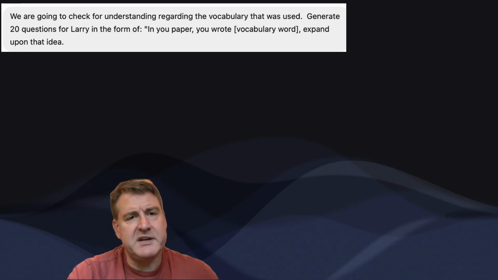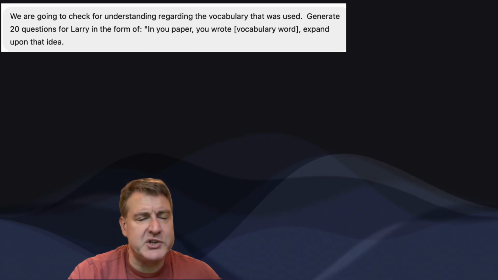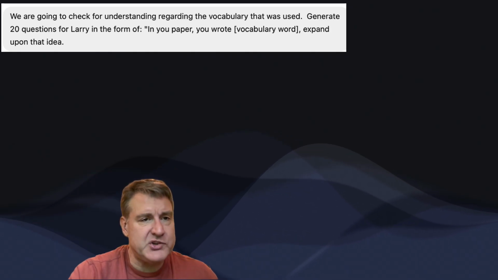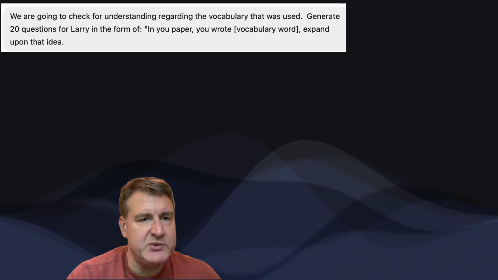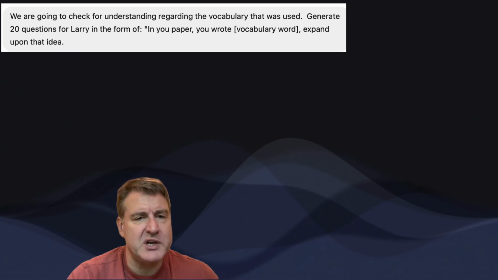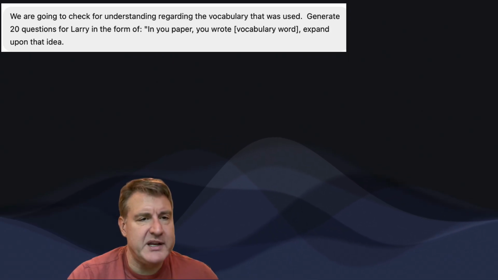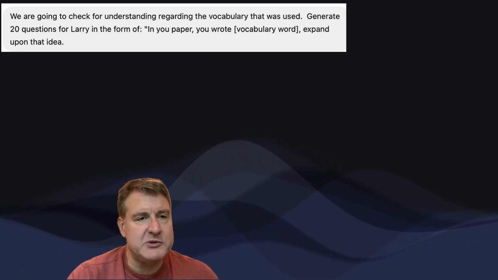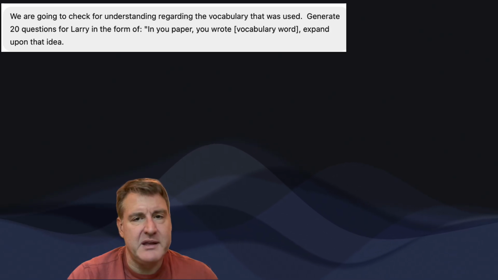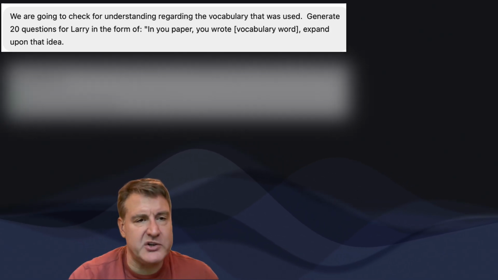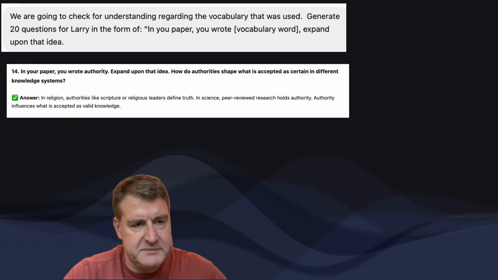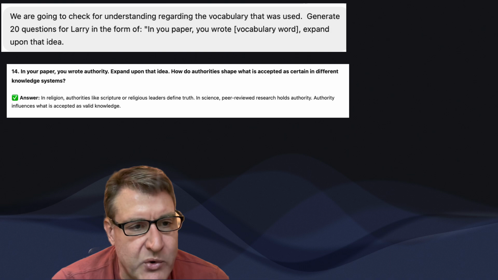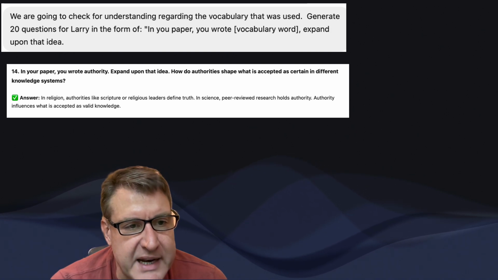All right, you can put a different prompt in to get a different generation here. So if it's not about content and it's more about vocabulary, you can just say, we are going to check for understanding regarding the vocabulary that was used. Generate 20 questions for Larry in the form of, in your paper you wrote blank, expand upon that idea. So immediately you have conversation starters. So this one here: in your paper you wrote authority, expand upon that idea.